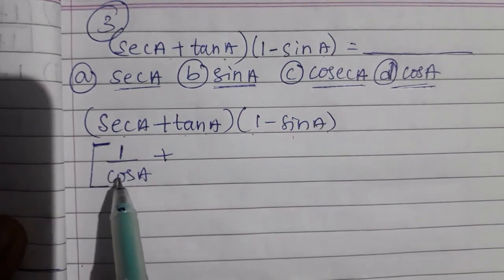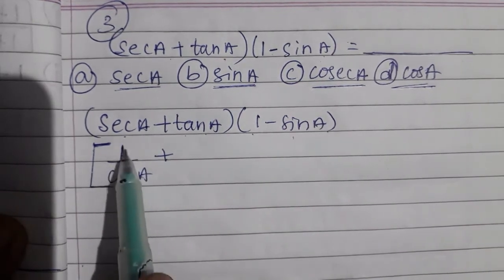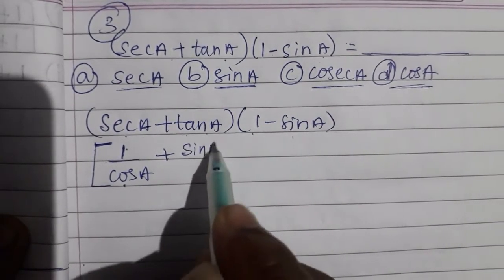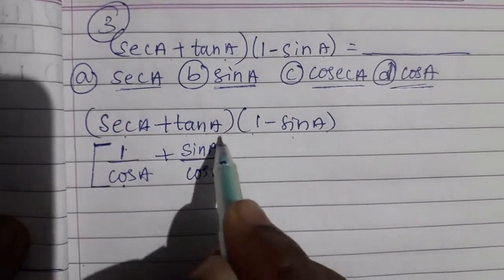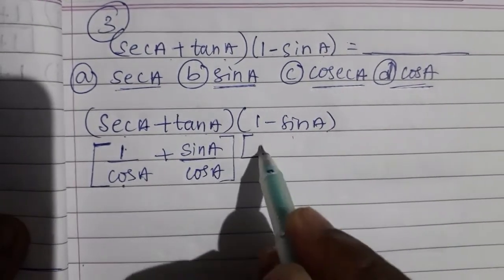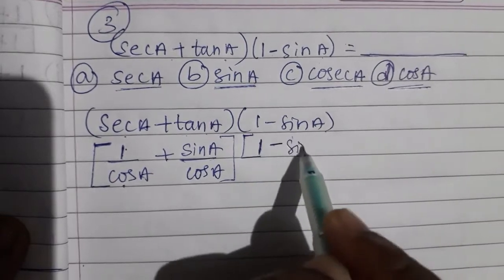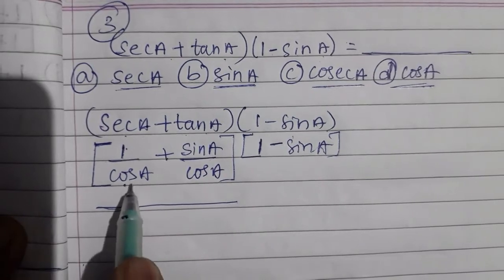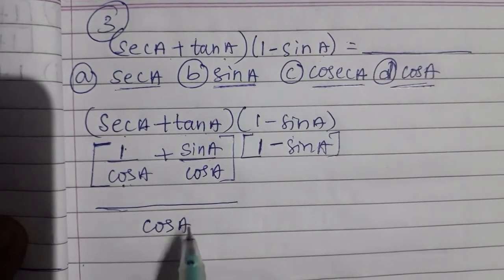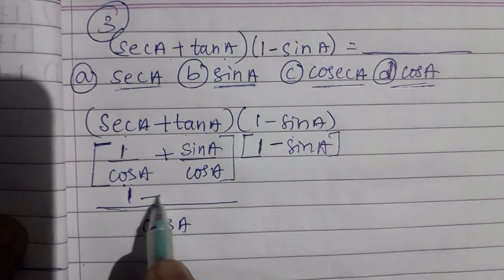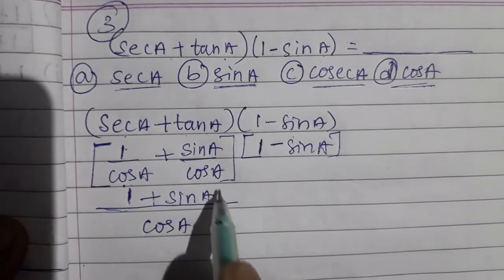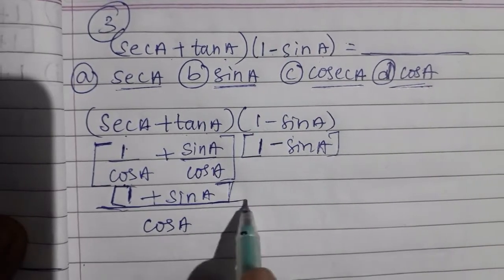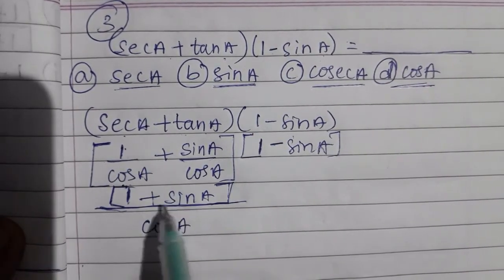Now use reciprocal ratios. Secant A, I can replace it as 1 by cos A. Tan A, I can write it as sin A by cos A. Close the bracket. Because this is in sin, don't change, write as it is: 1 minus sin A. Close the bracket. Now take the LCM. Cos A will become the LCM. So the numerator will be the same, 1 plus sin A. When the denominators are same, write the same denominator and add the numerators. So I wrote cos A as it is, and 1 plus sin A I have added.